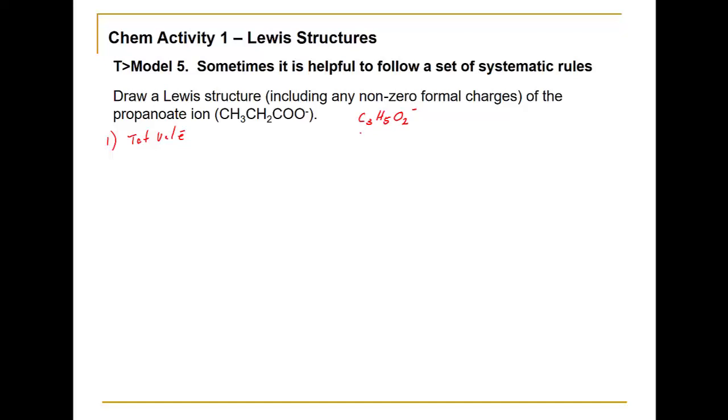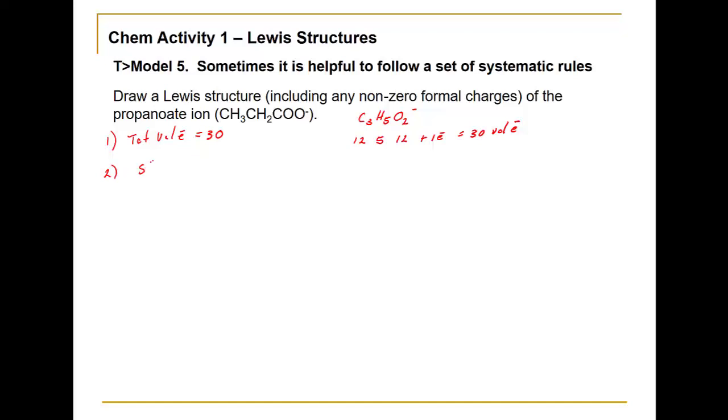Each carbon has 4 valence electrons, so 3 times 4 is 12. Each hydrogen has 1 valence electron, so that's 5. Each oxygen has 6 valence electrons, so that's 12. And then I add 1 valence electron because of the negative charge. So 12 plus 12 is 24, plus 5 is 29, plus 1 gives us 30 valence electrons. We need to make sure that we account for all of the valence electrons. So total valence electrons equals 30.